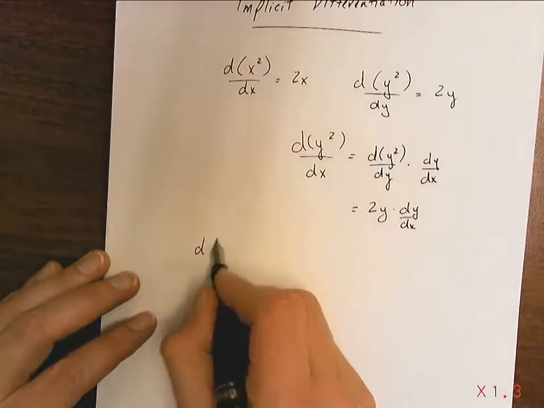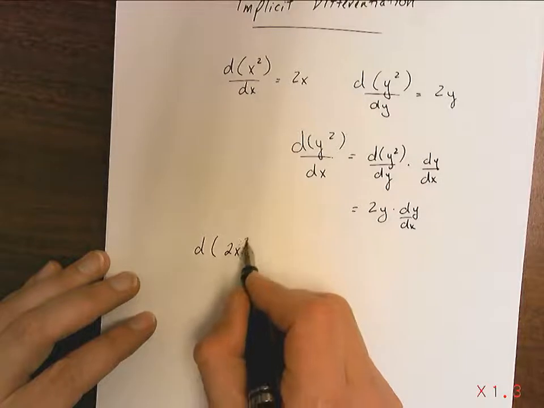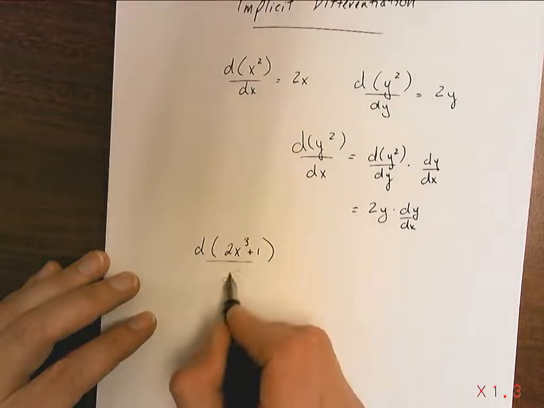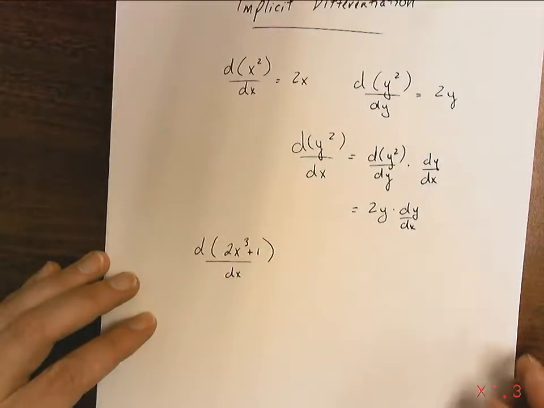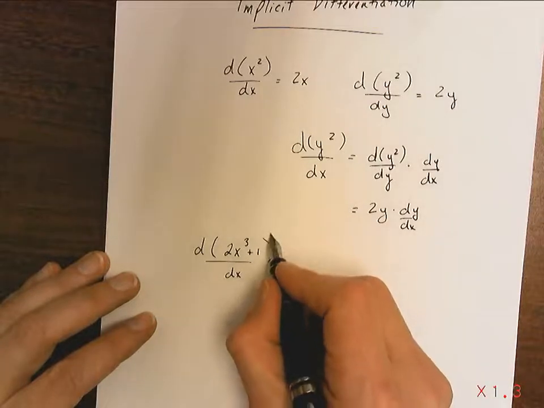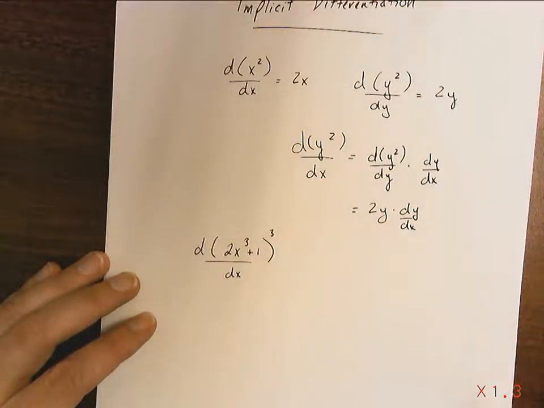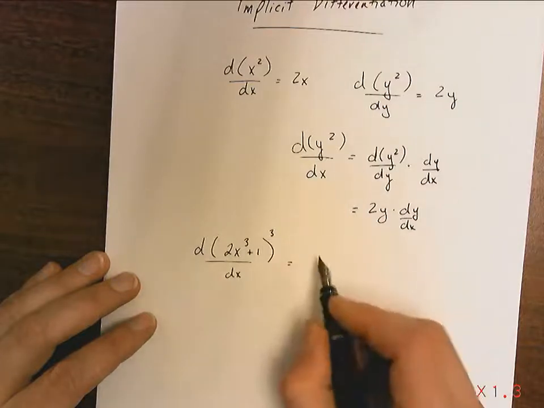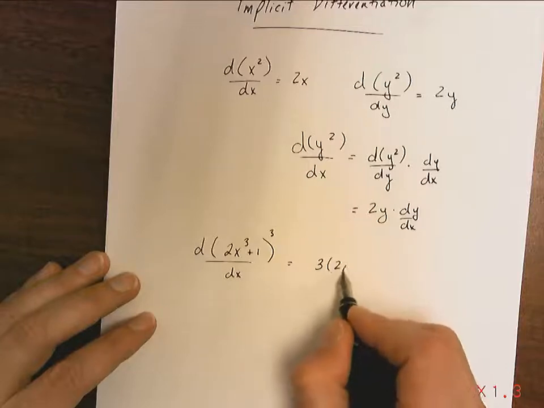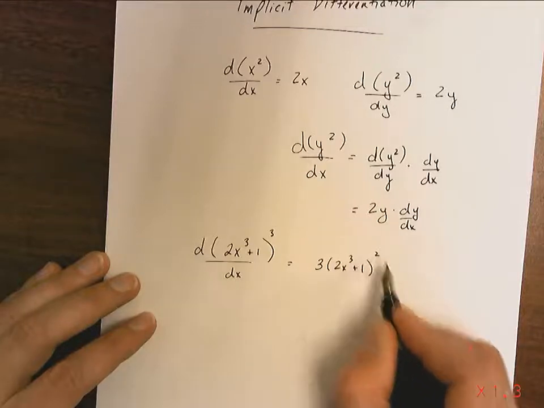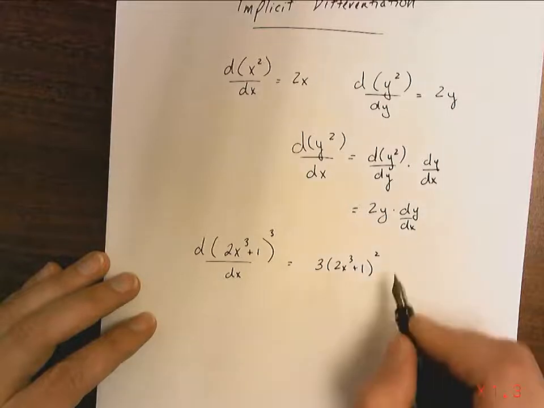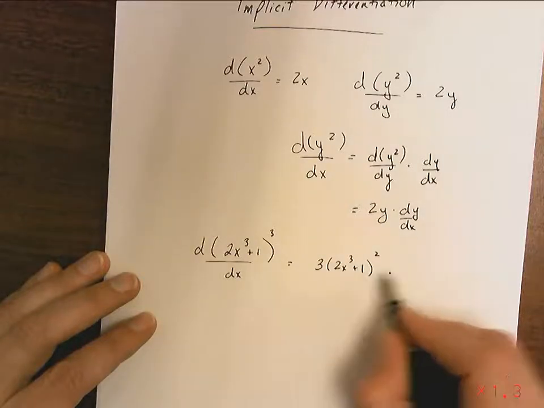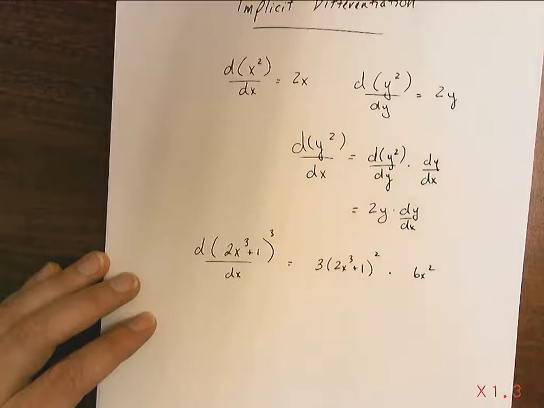So let's take another example that I looked at in class. Consider the derivative of (2x cubed plus 1) to the 3, with respect to x. When we take the derivative of this, we know that we're using the power chain rule. We take the derivative of the outside, and that becomes 3 times (2x cubed plus 1) squared. That's the derivative of the outside. And then we multiply it by the derivative of the inside, which is 6x squared.